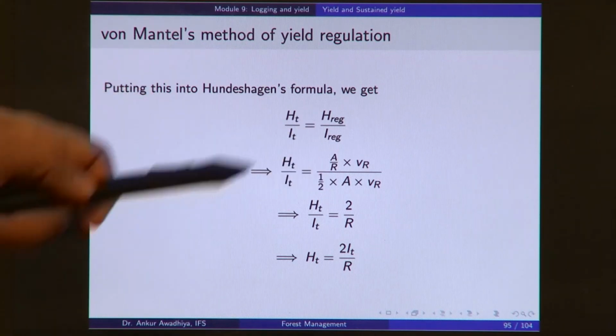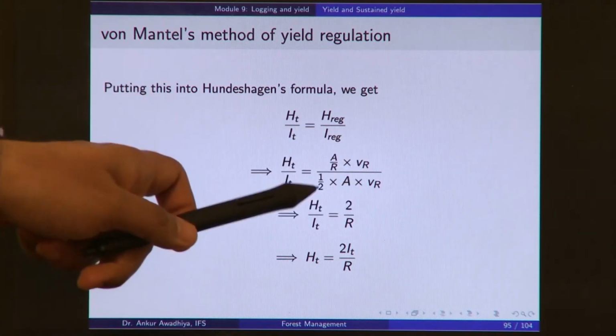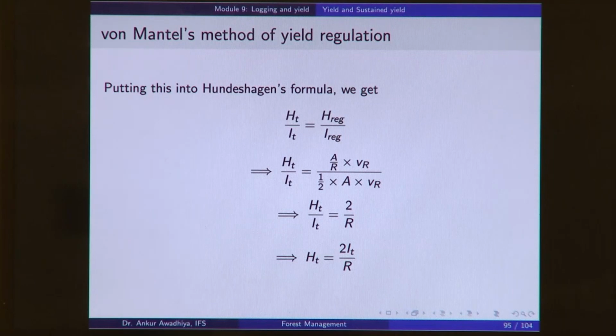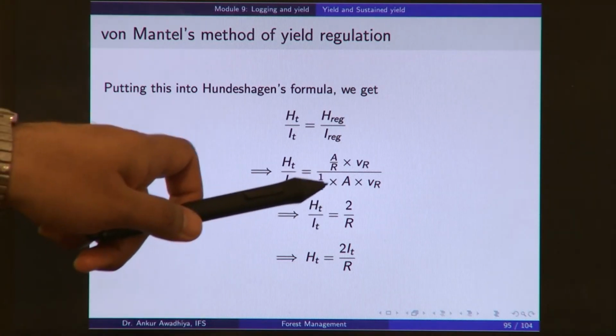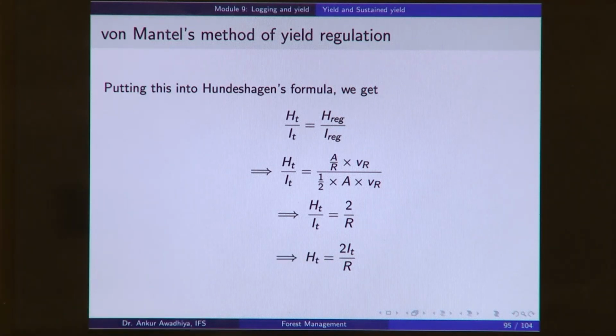Now, A and A get cancelled, V_R and V_R get cancelled. So, this comes to be 2 by R. So, H by I is equal to 2 by R, or H is given by 2 into I by R. This is the formula given by von Mantel, which tells us the amount of harvesting that we can do in a sustained manner. That will be given by 2 times the growing stock divided by the rotation period. So, this is different from what we had seen in the volume method.